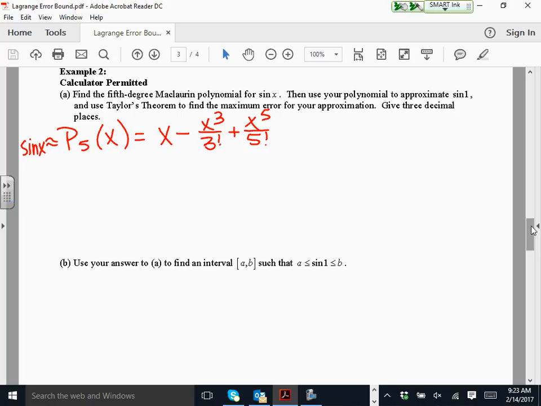All right. So the sine of 1 is going to be approximately our 5th degree polynomial with 1 plugged in. Obviously this is centered at 0 because it's a Maclaurin polynomial. So when we plug in something other than 0, it's an approximation, right? But this is an easy approximation. We can't do the sine of 1 without a calculator, can we? No, but we can plug 1 into a polynomial pretty easily without a calculator. 1 minus 1/6 plus 1/120.